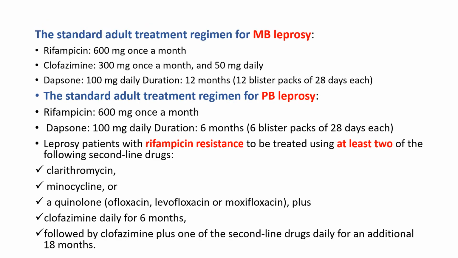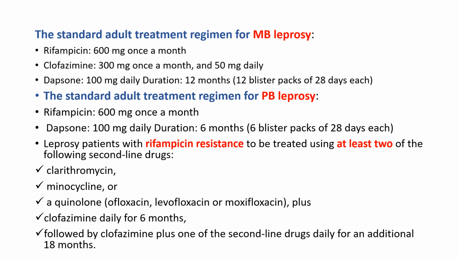The adult treatment regime for multibacillary leprosy remains rifampicin 600 mg once a month. This is often referred to as the SDR, that's the single dose rifampicin. You should be familiar with this term. This is followed with clofazimine 300 mg once a month and 50 mg every day, along with dapsone 100 mg every day for a period of 12 months. So basically 12 blister packs of 28 days each.